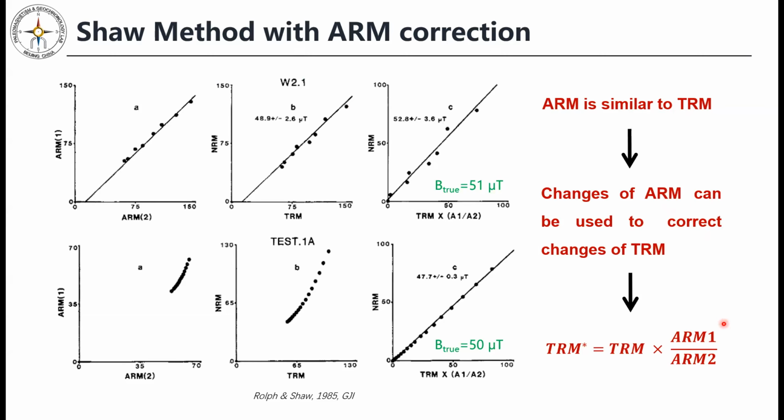The TRM, ARM1 and ARM2 here are the remanences at a specific AF demagnetization level, and the TRM asterisk is the corrected TRM. And this is what Rolph and Shaw did in their 1985 paper, and they got good results in their tested samples.